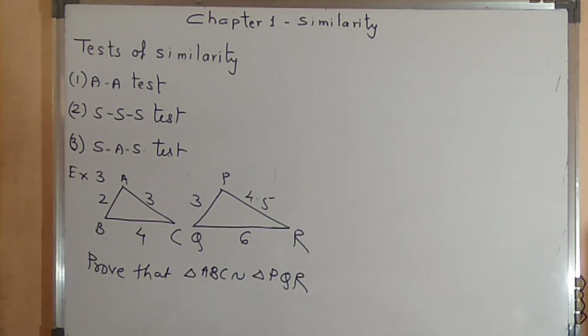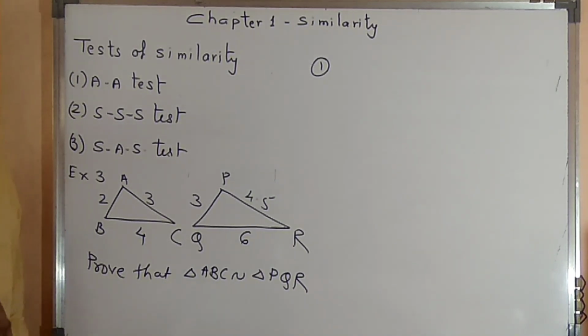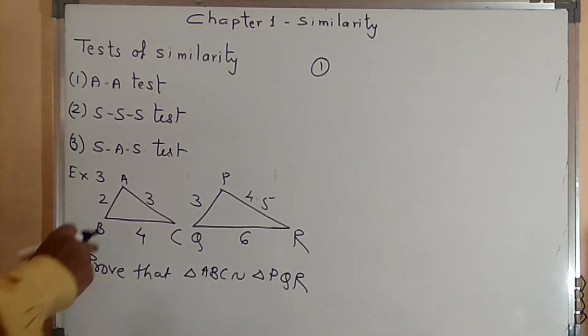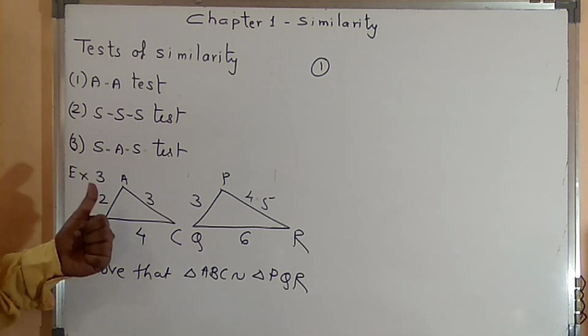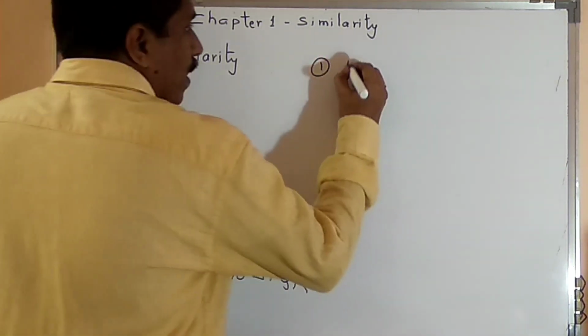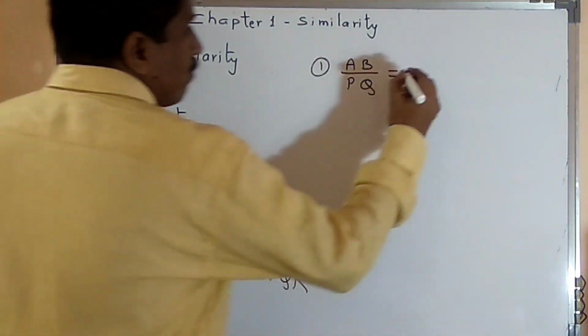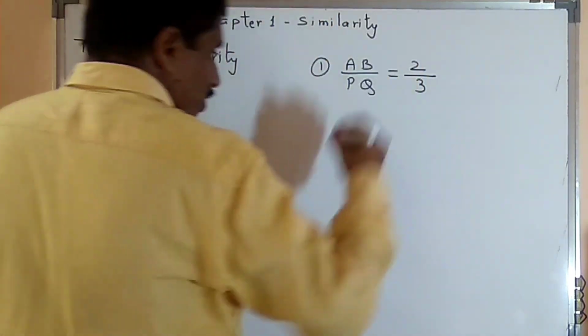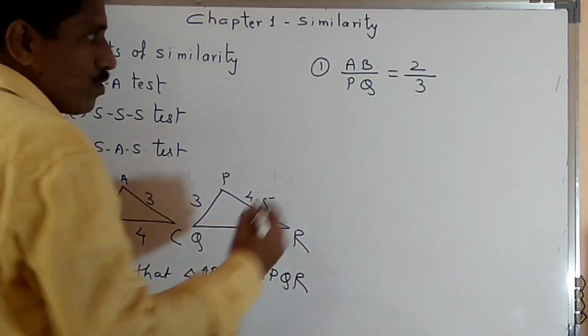Be careful how to use SSS test of similarity. So when three sides of one triangle are in proportion with the three corresponding sides of another triangle. What do you mean by proportion? When the ratios are equal, it is called proportion. So to use SSS test of similarity, I have to find out the ratio of corresponding sides. So first I will find out AB upon PQ. How much is it? AB is 2, PQ is 3. So simplify if it is possible.